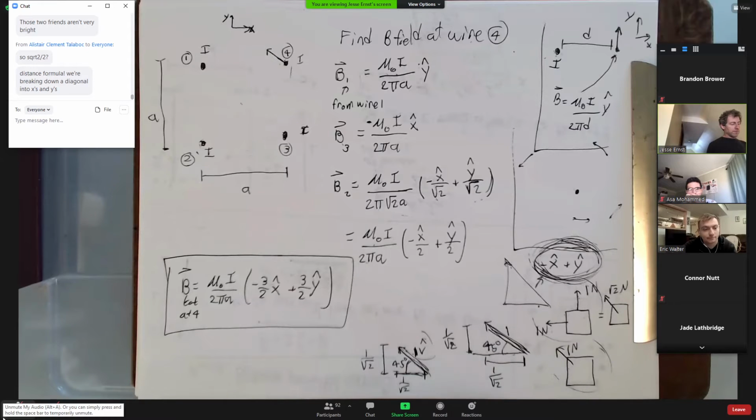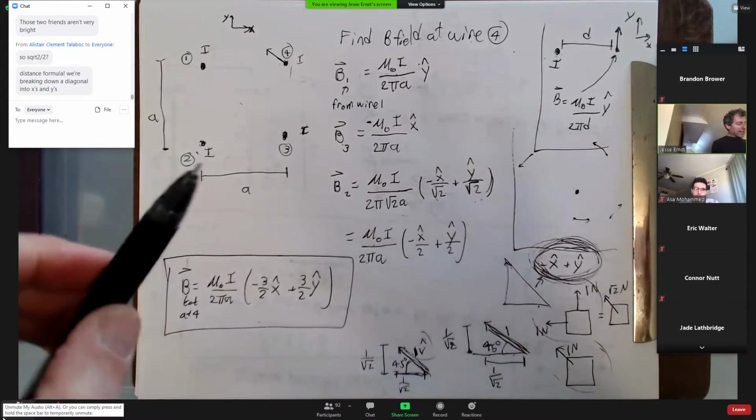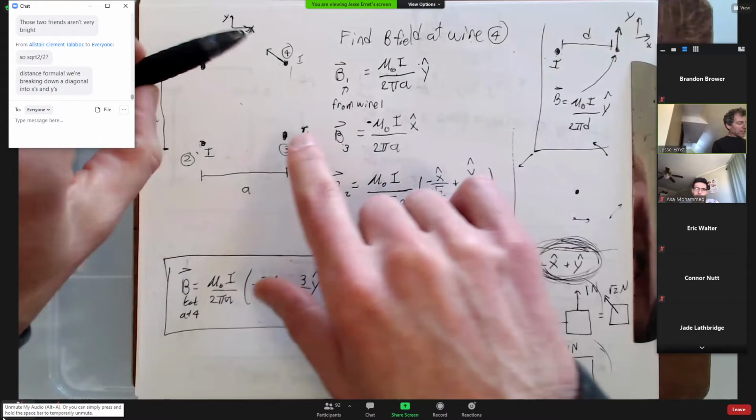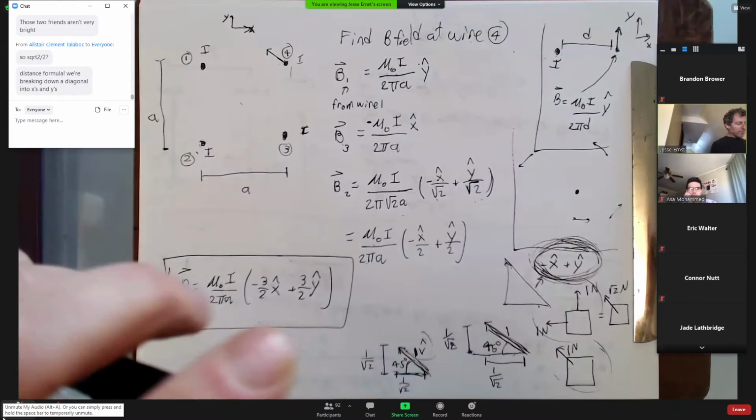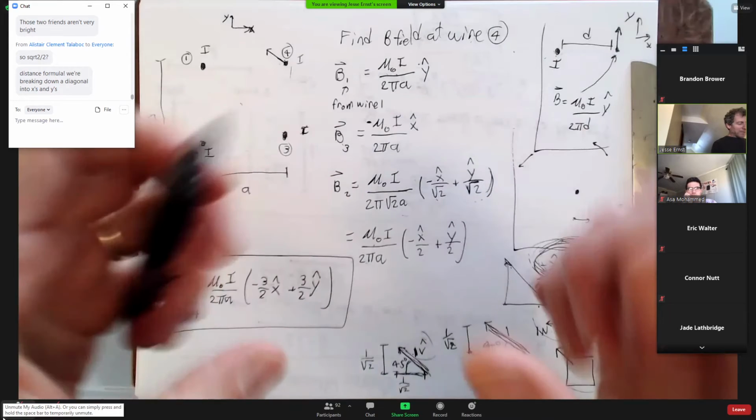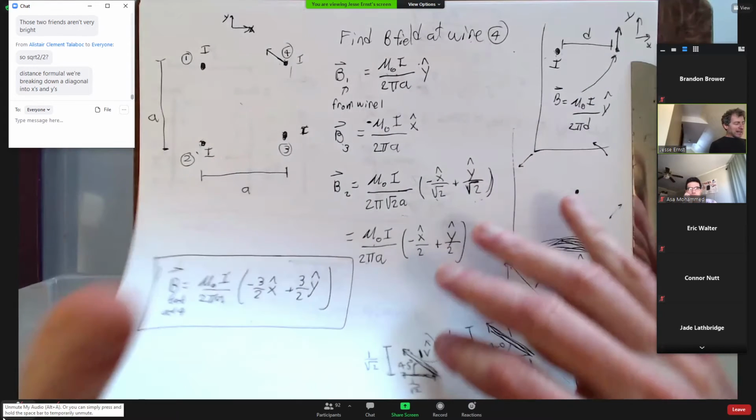Okay. Hey, Professor. I'm kind of struggling to really understand this problem. Would you mind spending an extra 30 seconds explaining B1 and B3, like how you got the directions? Yeah. So again, this is a hard part of this problem, but once you sufficiently break it into pieces, it's not too bad.